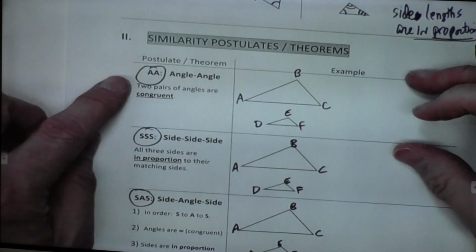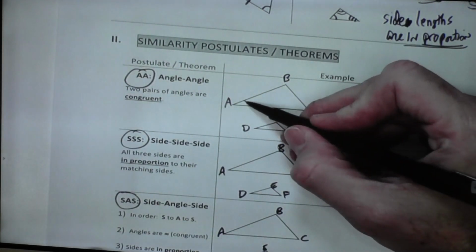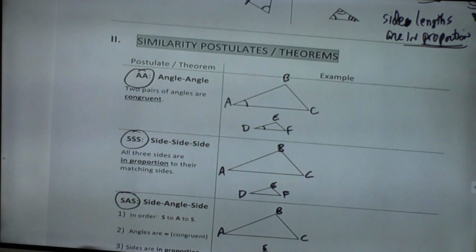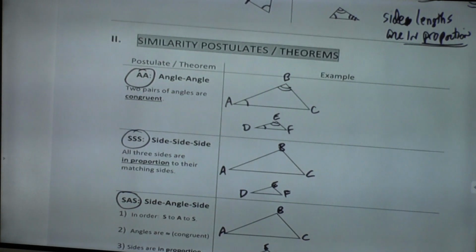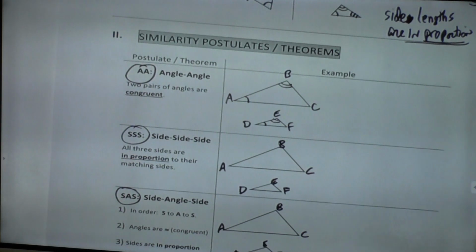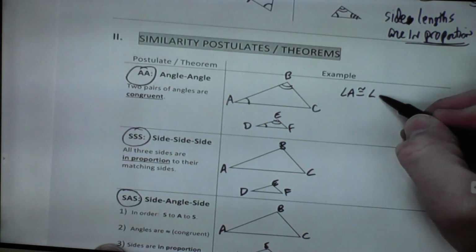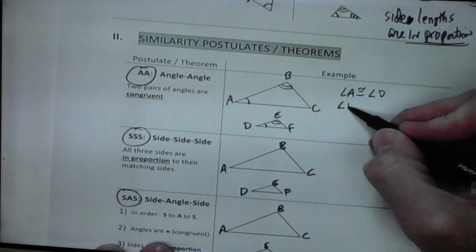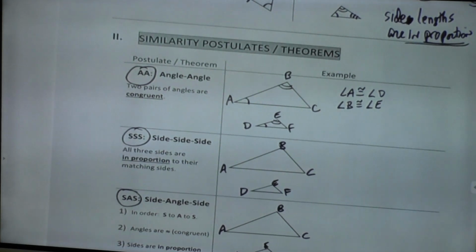Okay, so let's go back up here to this one. I'm going to put this and this, and this and this. Nothing more right now. Single arcs for A and D and double arcs for B and E. That's enough. If you see this, you can say, because I have angle A is congruent to angle D, angle B is congruent to angle E. This is given information. This is given to you.